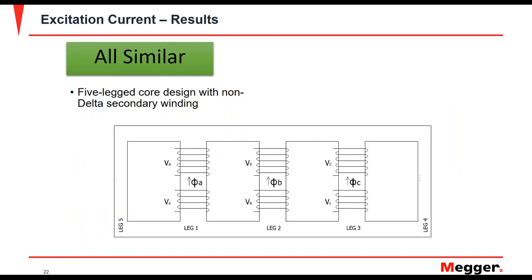And the last one that we will discuss today is the all-similar pattern. In this case, all the excitation current traces for each phase are similar. Now this kind of response is seen for a five-legged core or a shell type transformer, but that transformer generally will not have a delta secondary winding.